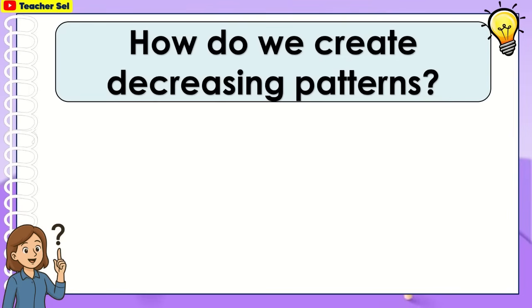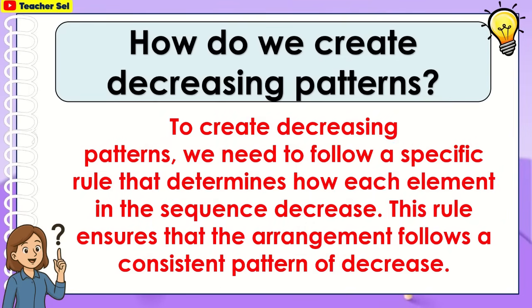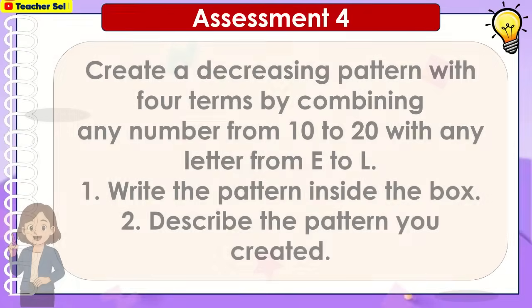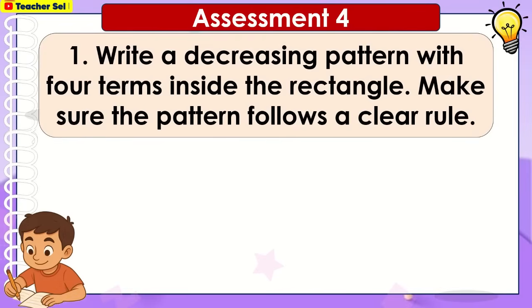How do we create decreasing patterns? To create decreasing patterns, we need to follow a specific rule that determines how each element in the sequence decreases. This rule ensures that the arrangement follows a consistent pattern of decrease. Create a decreasing pattern with 4 terms by combining any number from 10 to 20 with any letter from E to L. Write the pattern inside the box. Describe the pattern you created. Write a decreasing pattern with 4 terms inside the rectangle. Make sure the pattern follows a clear rule.